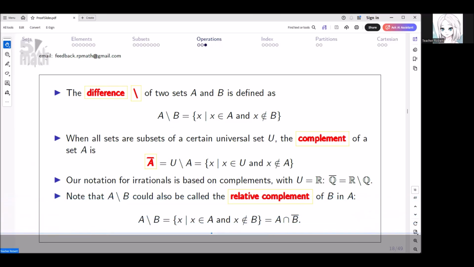Note that A subtract B could be called the relative complement of B in A. Here. x such that x element of A and x not element of B.